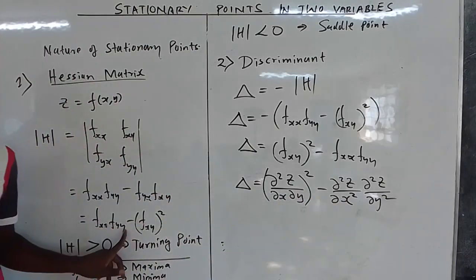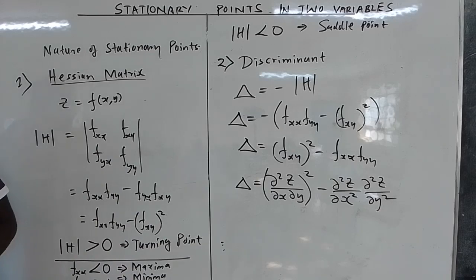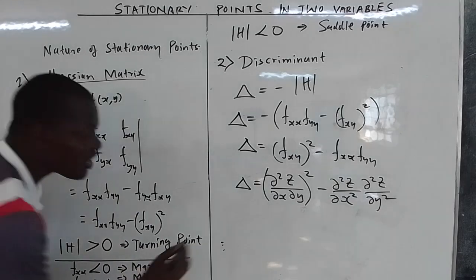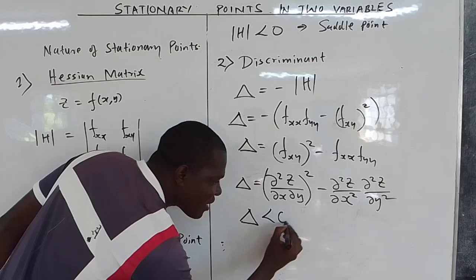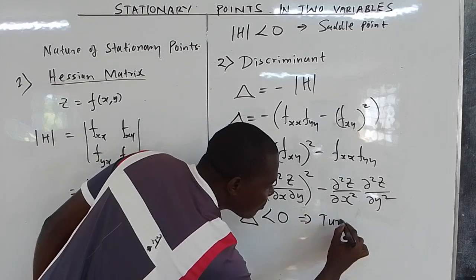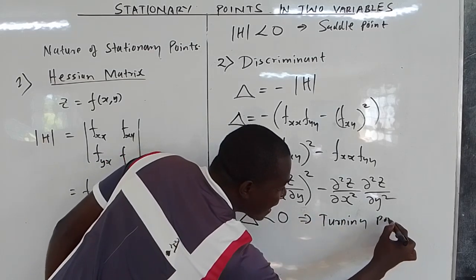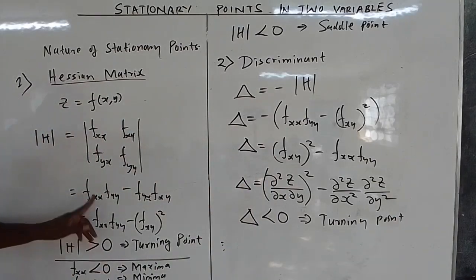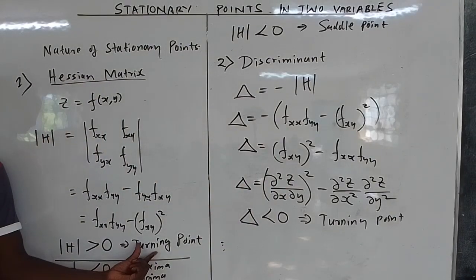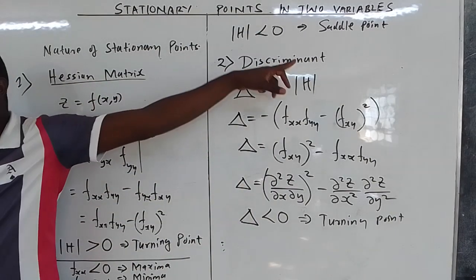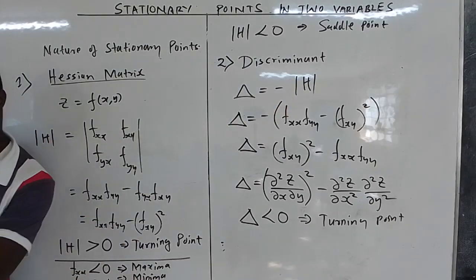Are you seeing it is the opposite of this? Are we together? So what does that imply? It implies that when you want the nature of the stationary point, if the discriminant is less than 0, then it implies a turning point. Now look at that difference. Why? When the Hessian matrix is greater than 0 is when it is a turning point. But the discriminant is the negative of the Hessian matrix.